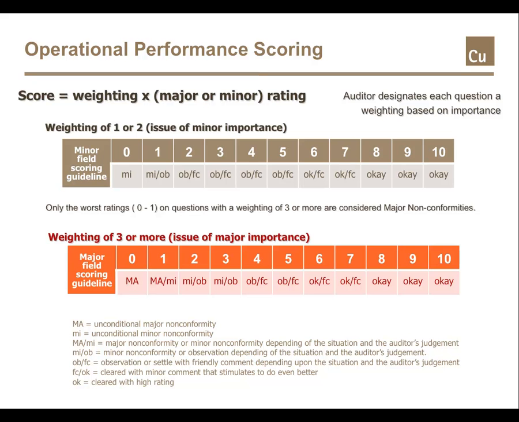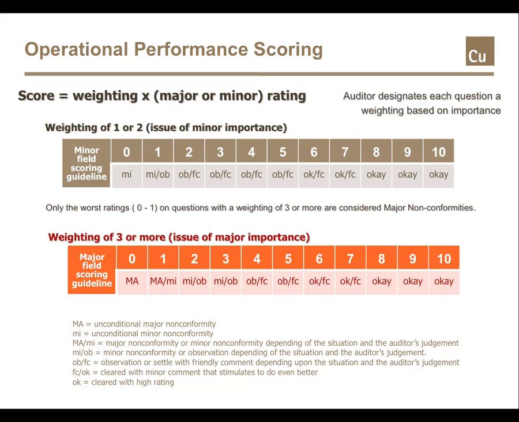The rating is also used to categorize the seriousness of any non-conformity with audit expectations using the 2 scales on this slide. Where a question has a weighting of less than 3, the minor field scoring guideline is used. Even the most serious non-conformity to requirements on a question with a weighting of less than 3 is categorized as a minor issue. If the weighting is more than 3, the second scale is used. Here, answers rated 1 and 2 are considered major non-conformities.